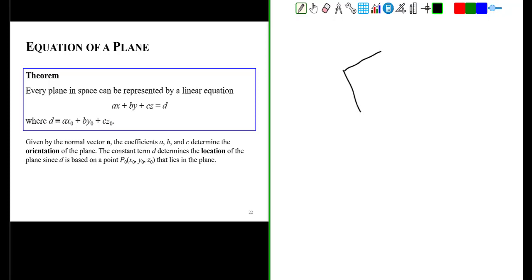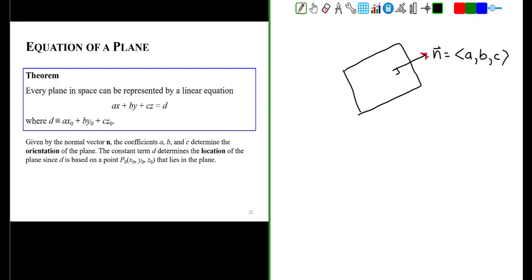We have been discussing planes in three-dimensional space. If we have a plane in three-dimensional space, we know that it can be described by a vector normal to that plane. In this case, the vector normal to the plane has components A, B, and C for the x, y, and z components respectively.